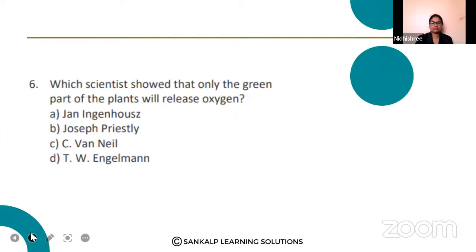Which scientist showed that only the green part of plants will release oxygen? Option A, Jan Ingenhousz. Option B, Joseph Priestley. Option C, C. B. Van Niel. Option D, T.W. Engelmann.